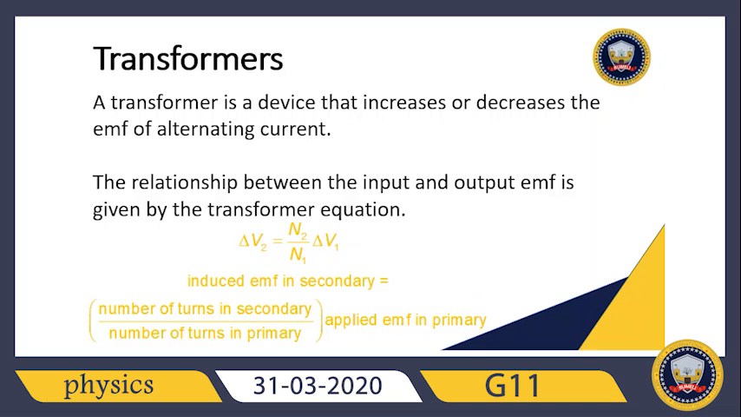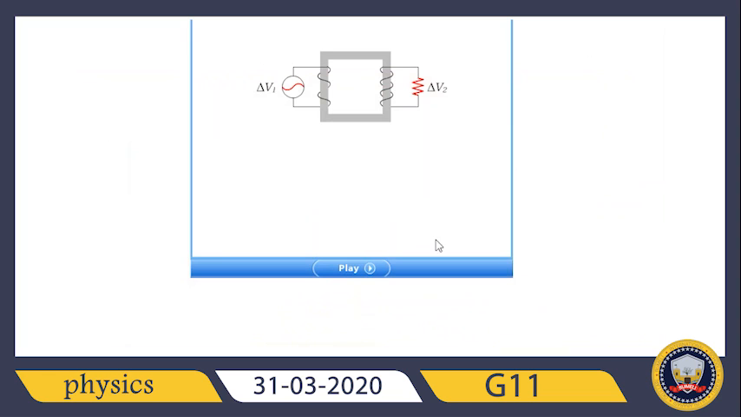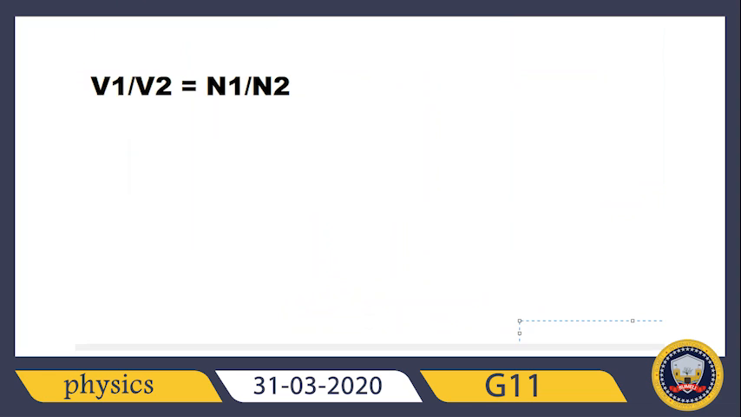I prefer to write the equation in a different form, so we can write it like this: V1 divided by V2 must be equal to N1 divided by N2. I think it's better. So V1 divided by V2 is equal to N1 divided by N2. So the primary voltage divided by the secondary voltage must be equal to the number of turns in the primary divided by the number of turns in the secondary coil.